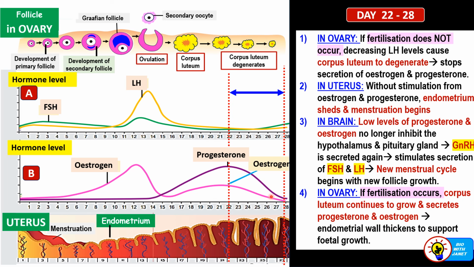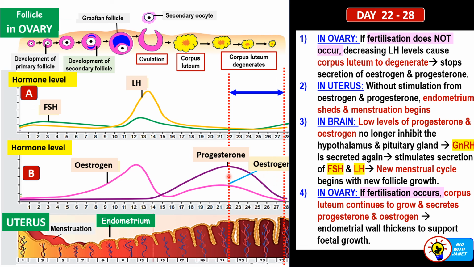Now, if fertilization occurs, it's a different story. If fertilization occurs in the fallopian tube, where the sperm fuses with the ovum, then the corpus luteum will continue to grow due to the stimulation from a chemical substance. It will continue to grow and continue to secrete progesterone and estrogen. So the level of progesterone and estrogen should not decrease. If there's fertilization, the level of progesterone and estrogen will still increase.